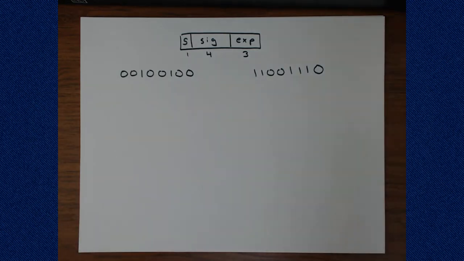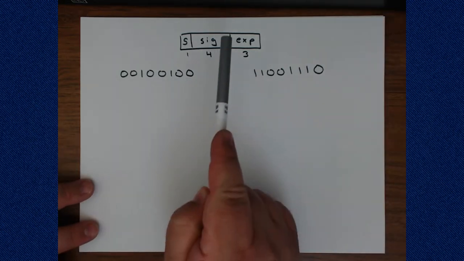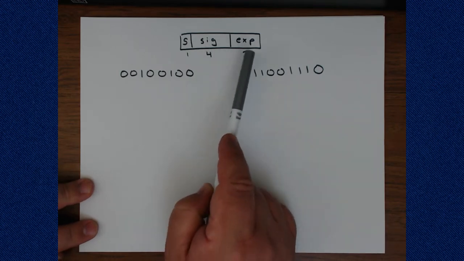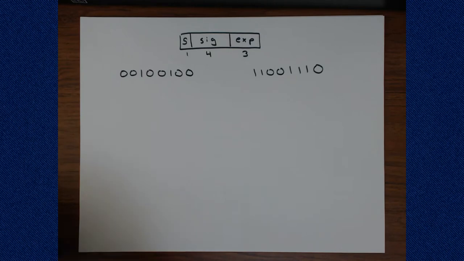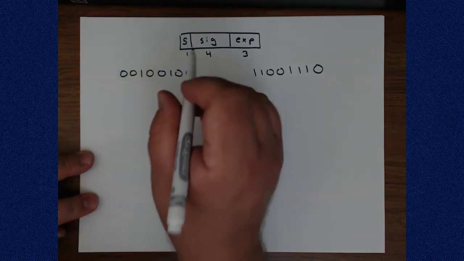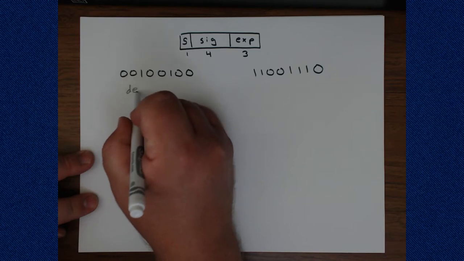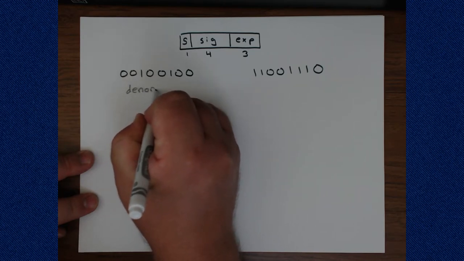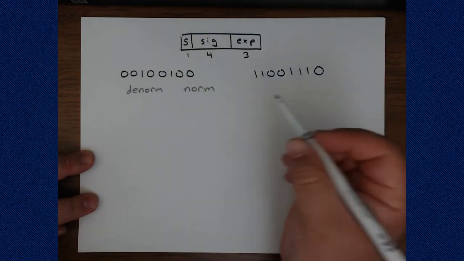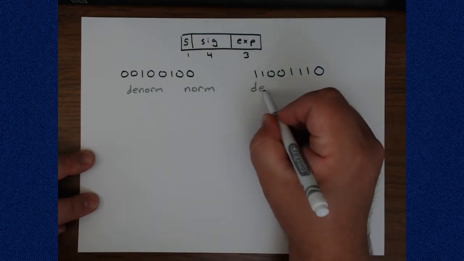But in each case, there's 4 different interpretations, because the significand could be normalized or denormalized, and the exponent could be biased or unbiased. So we have to deal with that for each of these. Again, the significand could be, say, denormalized. I'll just write denorm. Or it could be normalized. Norm. Same for this one. Denormal or norm.